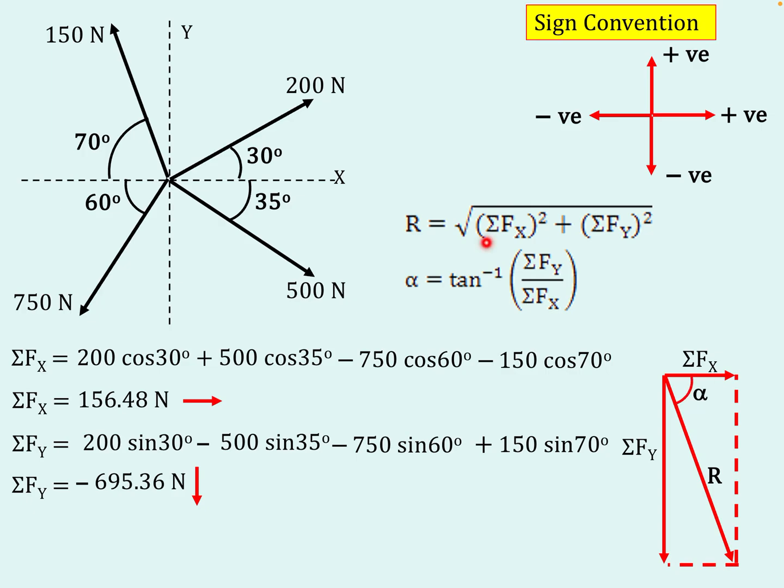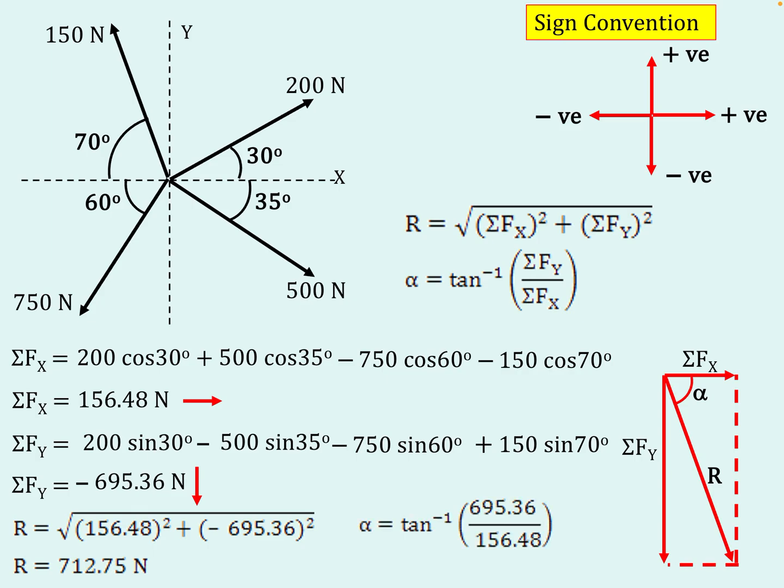So we already have the equations to find sigma Fx and sigma Fy. On mere substitution and simplification using the calculator, we get the R value as 712.75 newtons, and alpha will be tan inverse of, but please be careful, sigma Fy by sigma Fx. Here the negative sign can be avoided, or you can go with the absolute value, because we have marked the resultant in its proper direction. So the absolute value for alpha is okay, and we get alpha equal to 77.32 degrees.